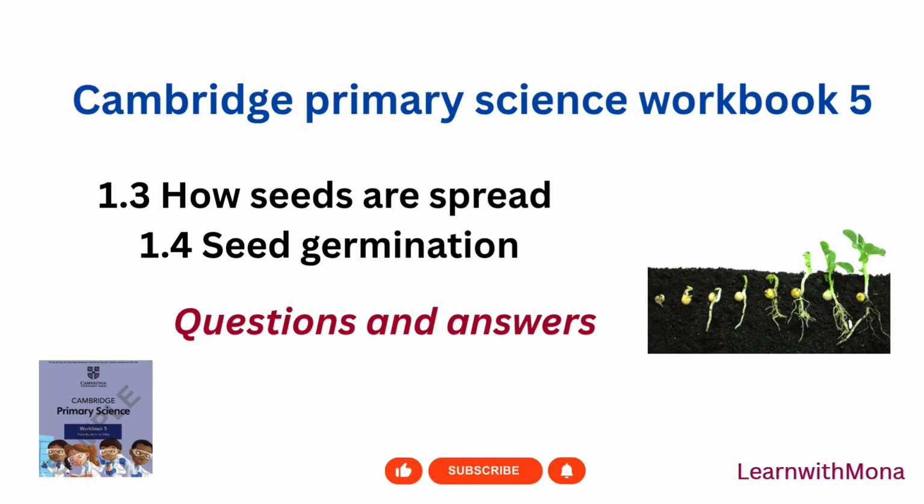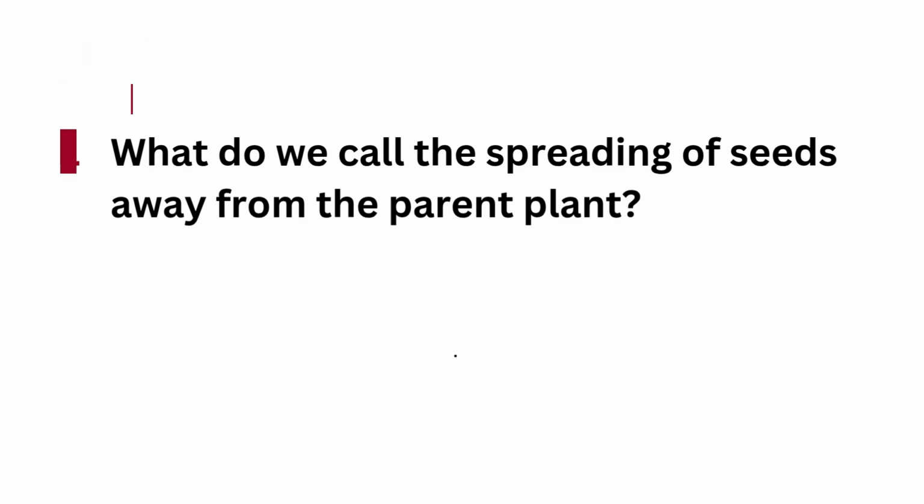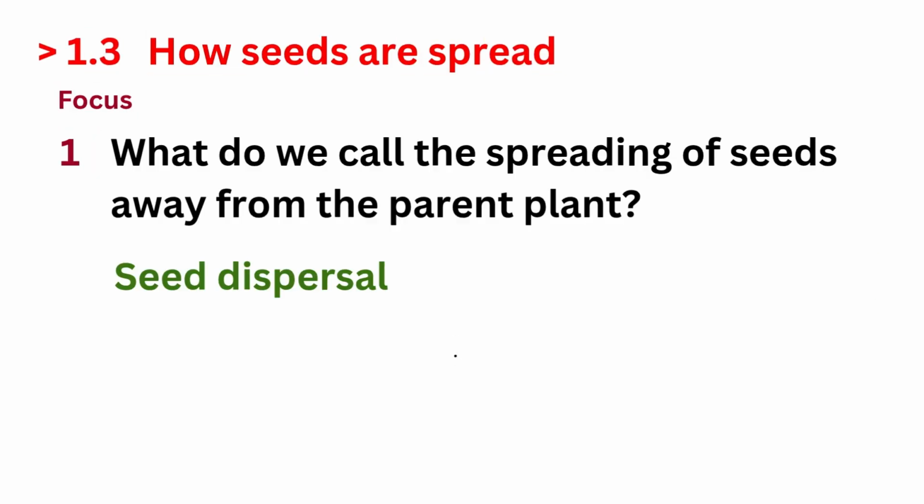Today we are going to do the exercises from Cambridge Primary Science Workbook 5. 1.3 How seeds are spread. Focus. Question number 1. What do we call the spreading of seeds away from the parent plant? Seed dispersal.